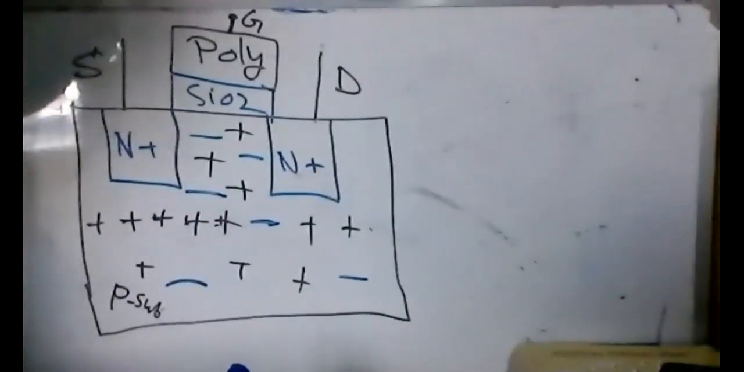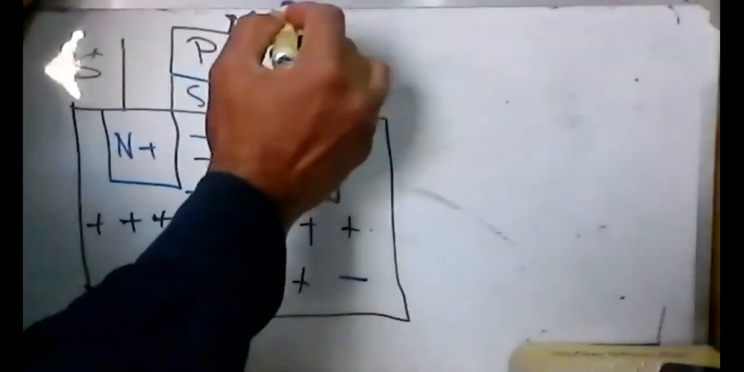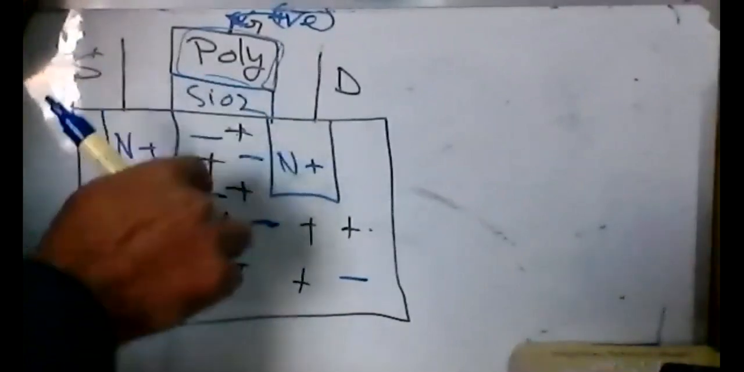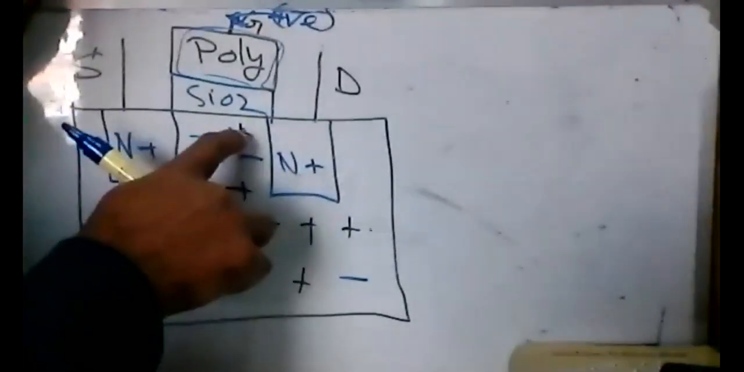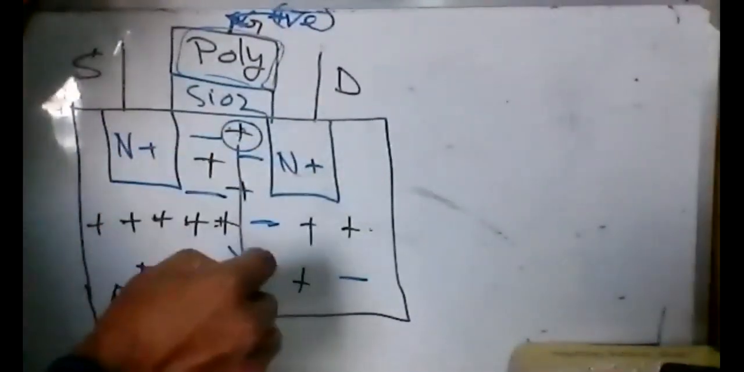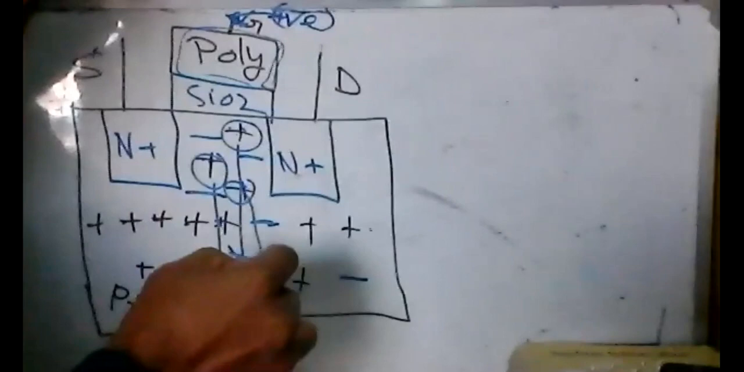And now what we do, we apply a positive voltage at the gate. If we apply positive voltage at the gate, what will happen? Because of the positive voltage here, and these are free holes, there will be a repulsive force between this positive and the positive voltage. So what will happen? All the holes will be moving down.